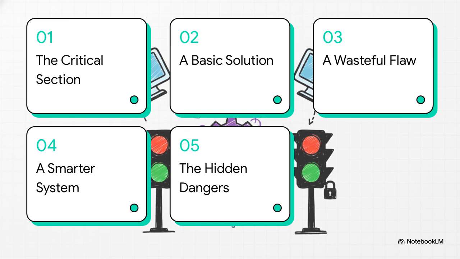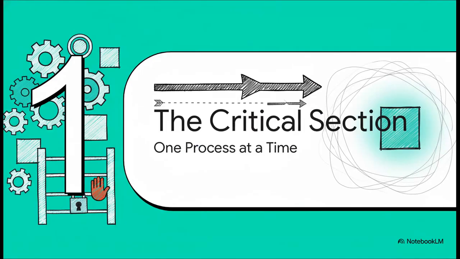Okay, so here's what we're going to cover. First, we'll dig into this critical section problem. Then, we'll introduce the very first semaphore as a potential solution. After that, we'll uncover a really big flaw in that initial design and then build a much smarter system to fix it. And finally, we'll look at some of the hidden dangers that come with using such a powerful tool. All right, let's dive right in.